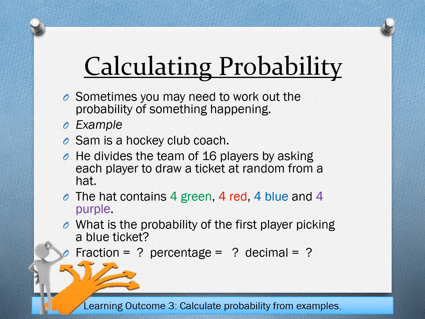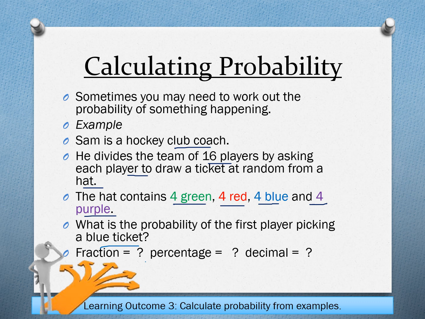Example: Sam is a hockey club coach. He divides the team of 16 players by asking each player to draw a ticket at random out of the hat. The hat contains 4 green, 4 red, 4 blue, and 4 purple. It is obviously color coordinated here. What's the probability that the first player picks a blue ticket?